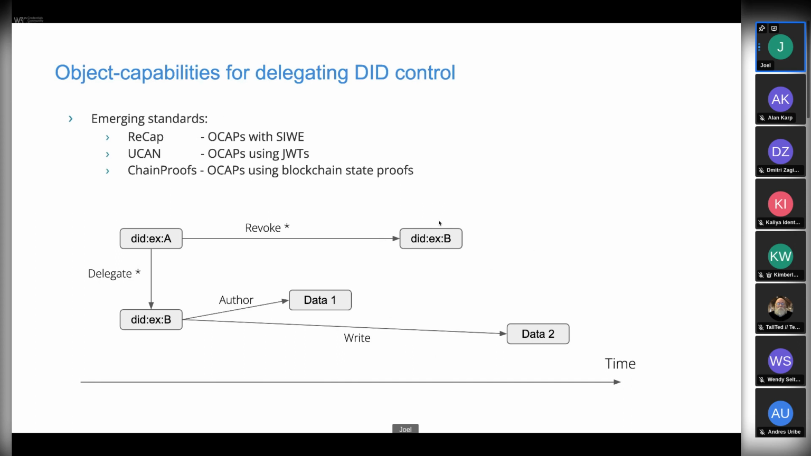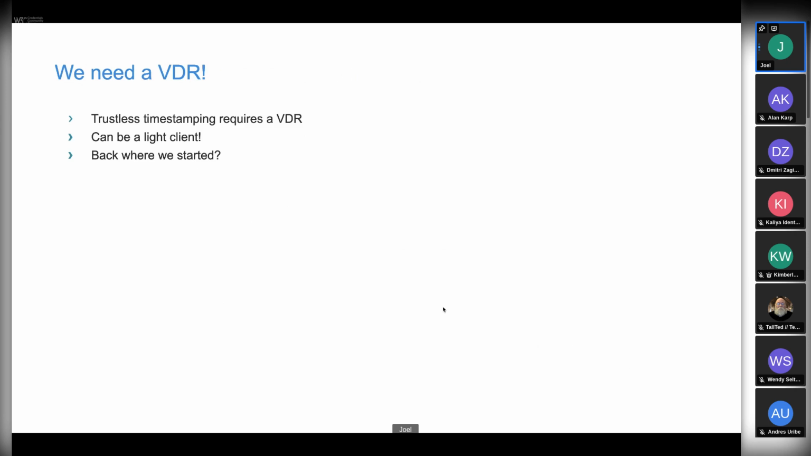So we need some sense of time here. If there's just no sense of time, we only have object capabilities and data writes that happen at some opaque point in time. We can't really know when this was revoked or not. And what this actually means is we need a verifiable data registry.